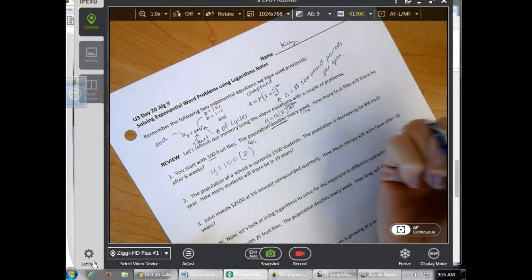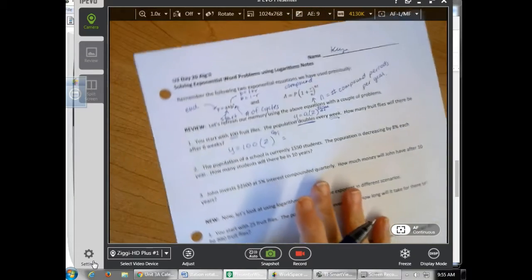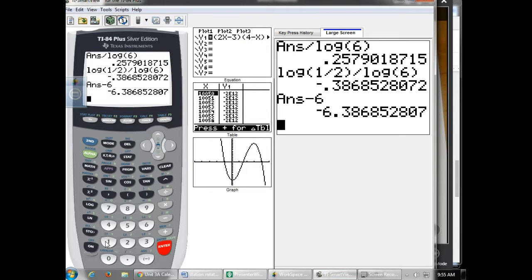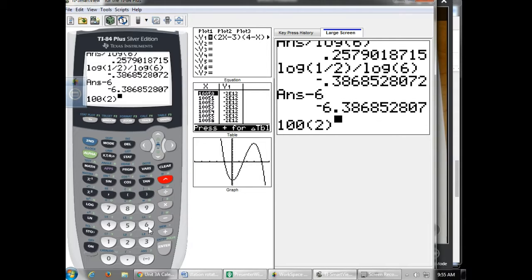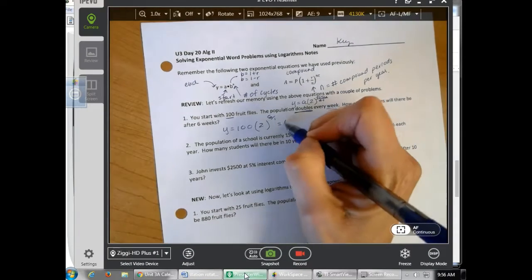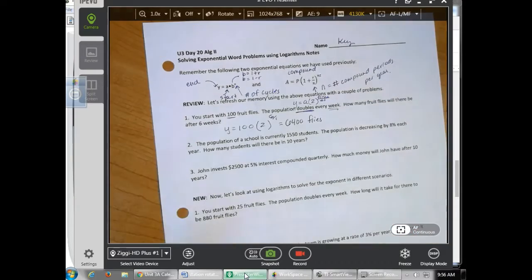So it's 6 over 1. And of course, you don't really need the 6 over 1, but I show you that just so you'll know how to do it next time. So in the calculator, it's just going to be 100, and obviously you'd have a calculator on this part, raised to the 6th power, and that gives us 6,400. So that is the type of problem we worked on today. So let's do another one.